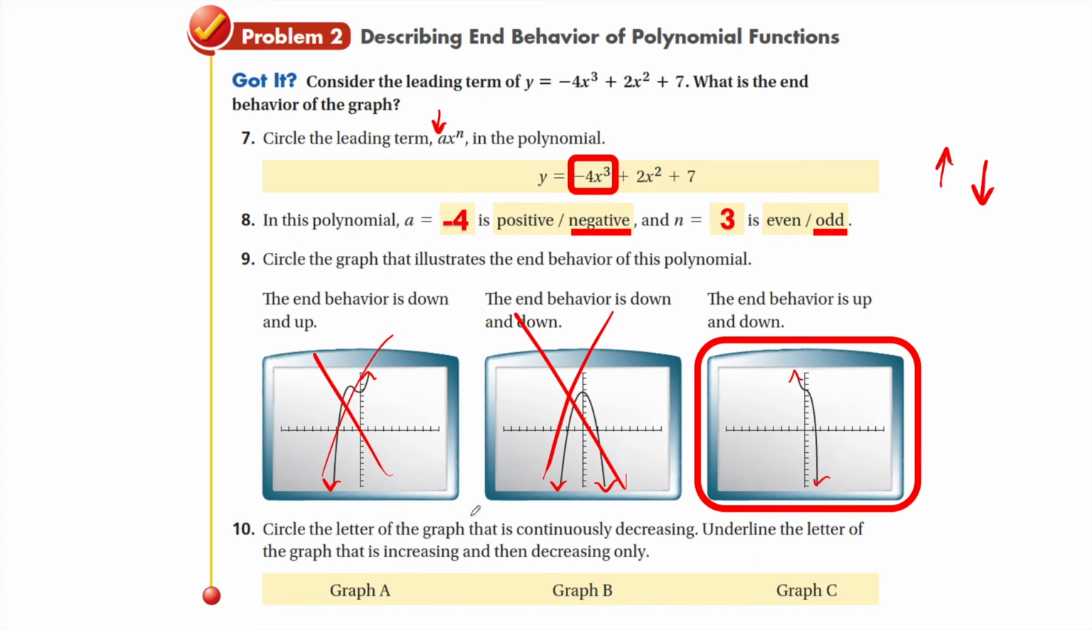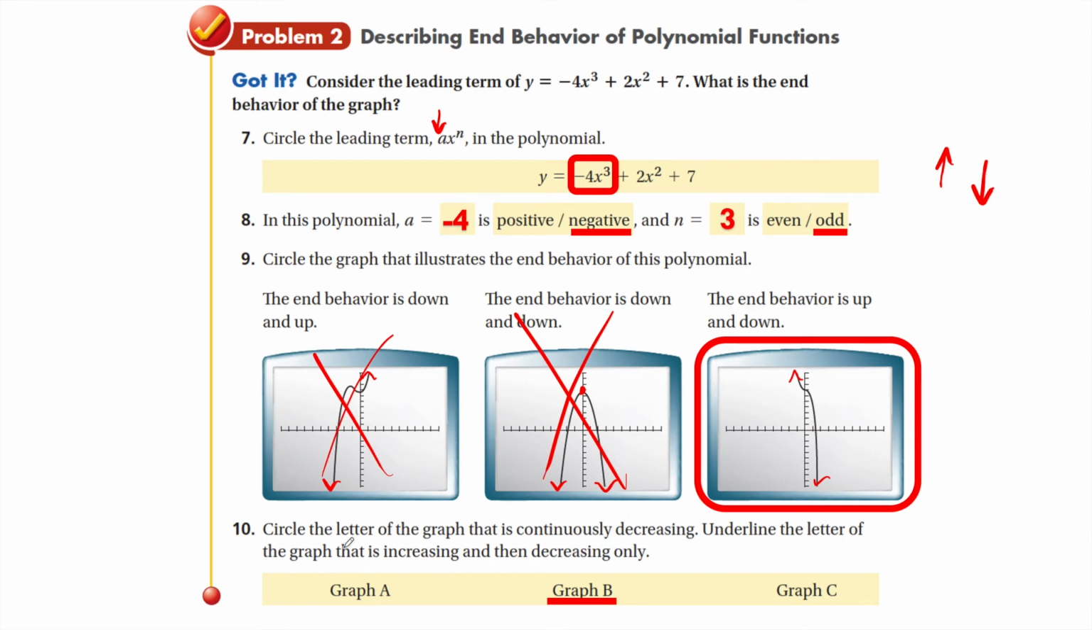Circle the letter of the graph that is continuously decreasing, underlining the letter of the graph that increases and then decreases only. Well, if I had to underline something that is increasing and then decreasing, that would be something that is changing direction, and it's going to be changing direction once. So I'm going to go out on a limb and say that graph B is going to be the one that is increasing and then decreasing only, because as you can see, it's going to increase from left to right, but then it's going to reach its vertex and it's going to drop all the way back down. That's causing that decreasing portion.